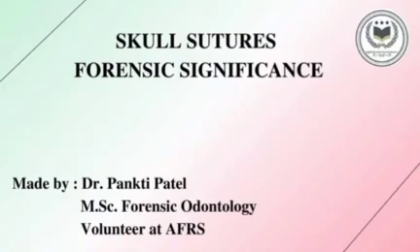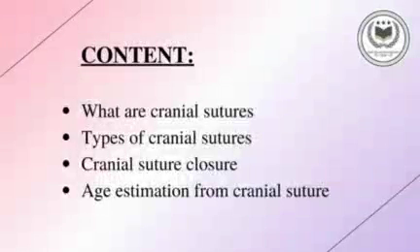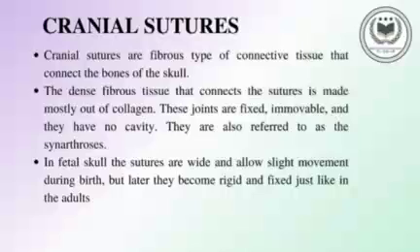So let's start with skull sutures and their forensic significance. The contents of the session include what are cranial sutures, types of cranial suture closure, and age estimation from cranial sutures. Cranial sutures are a fibrous type of connective tissue that connect the bones of the skull.